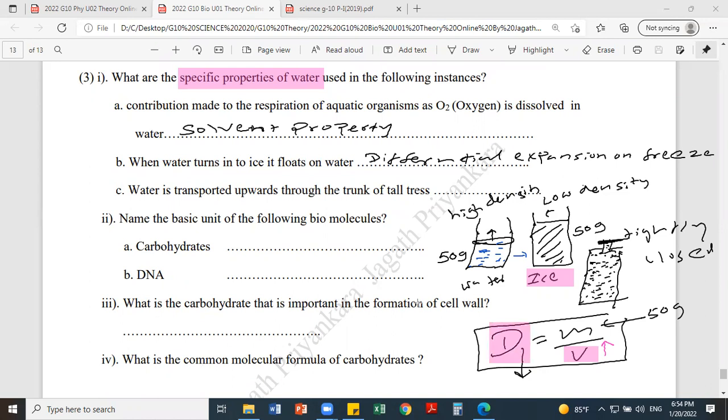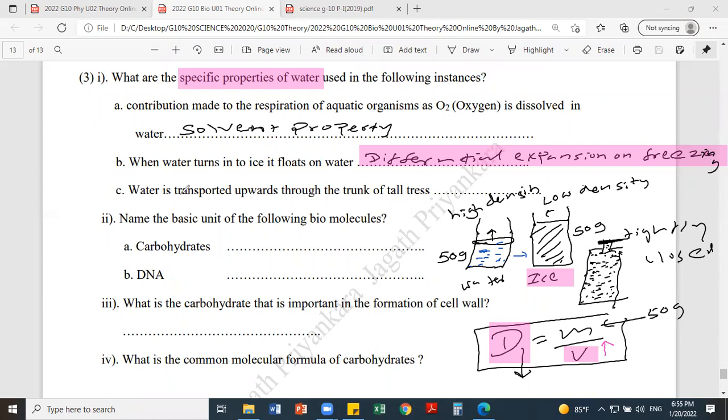Otherwise, you just memorize differential expansion of freezing, that's it, and you don't know what is happening. Differential expansion of water and freezing. Now you can understand why ice floats on water. Both ice and water are made of the same substance, H2O water molecules. You can get the detailed explanation from chemistry. The answer is there in chemistry. Right, differential expansion and freezing.